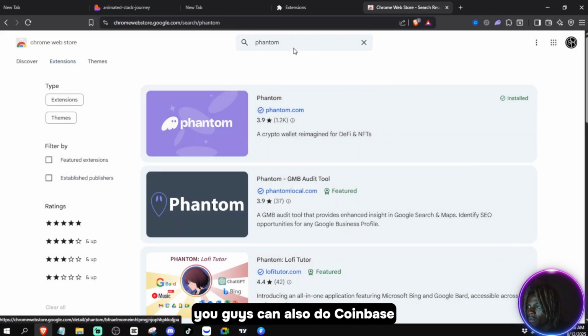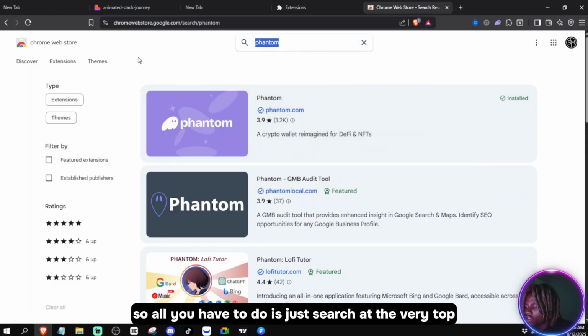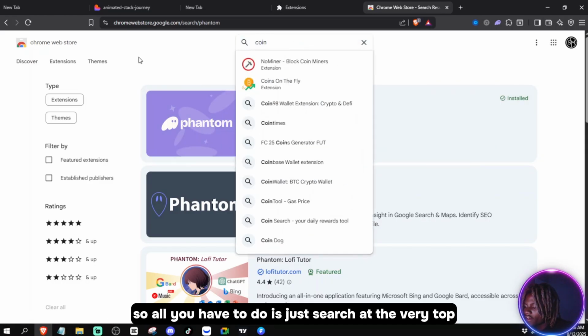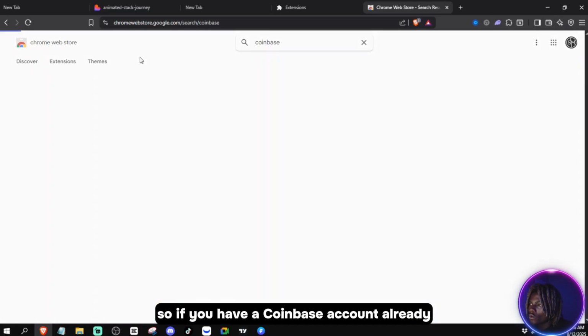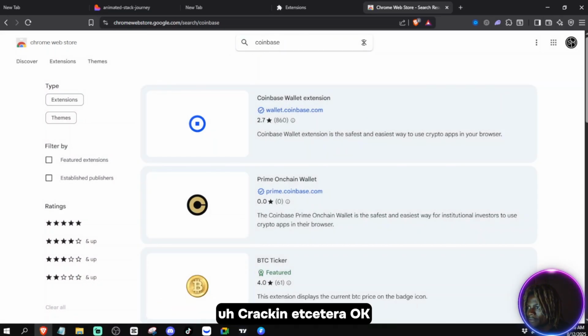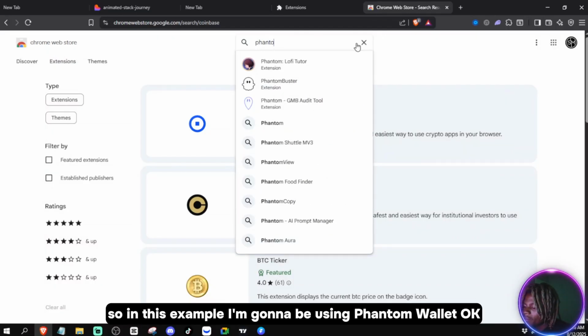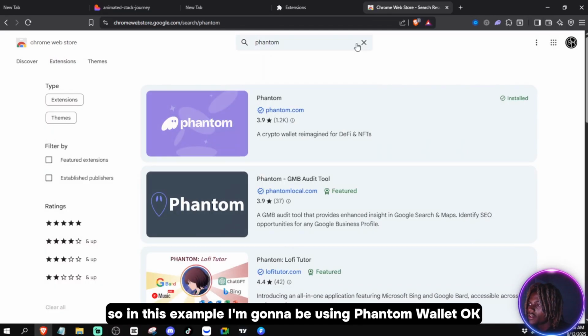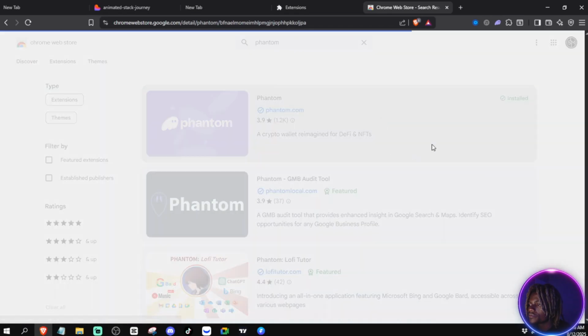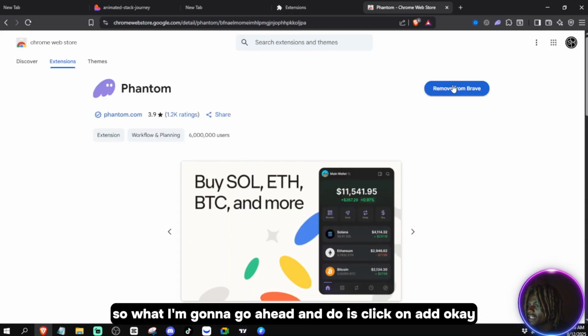You guys can also do Coinbase, Kraken, whatever wallet you want on here as well. All you have to do is search at the very top. If you have a Coinbase account already, here's a Coinbase wallet extension, Kraken, etc. In this example, I'm going to be using Phantom Wallet here. So what I'm going to go ahead and do is click on add.